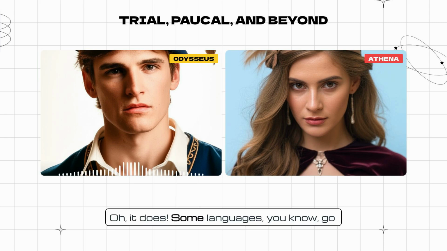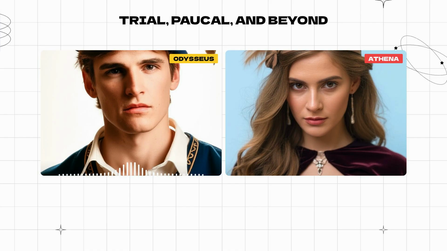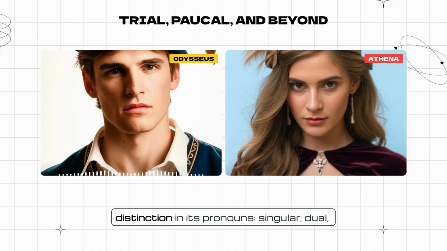Oh, it does. Some languages go even further with greater paucal, quadral, quintal, though these are exceedingly rare and often debated by linguists. Sursurunga, another Austronesian language, reportedly has a 5-way distinction in its pronouns: singular, dual, paucal, greater paucal, and plural. It's just mind-blowing. And then you have languages that use general number, where the noun form doesn't specify singular or plural at all. It's all about context or other words, which is quite common too.